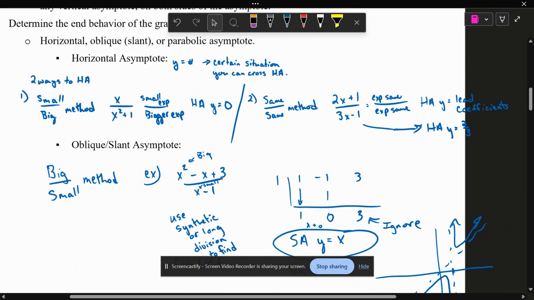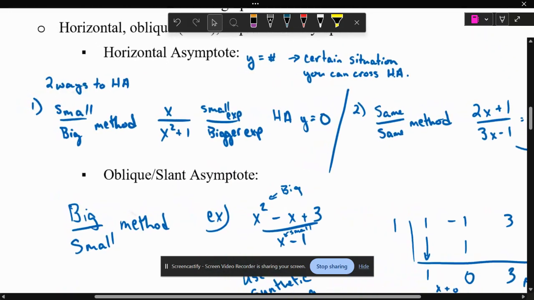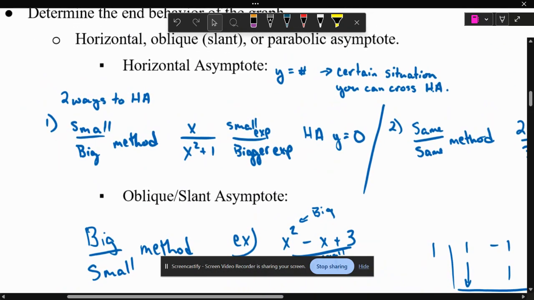The first one is called a horizontal asymptote. Horizontal asymptotes create a horizontal line. In certain situations, you can cross this. As we get into the lessons, there is an example in which I'll show you that it can cross. But there are 2 ways to determine if you have a horizontal asymptote, and pretty much all of these will, in some form, have some type of horizontal asymptote.